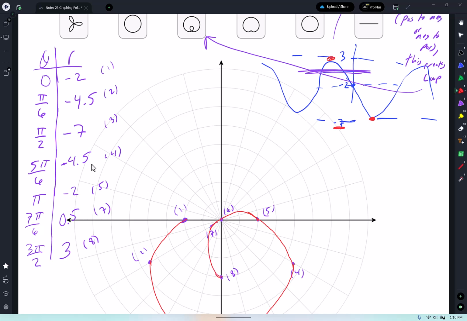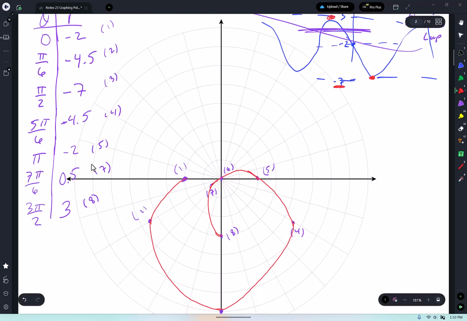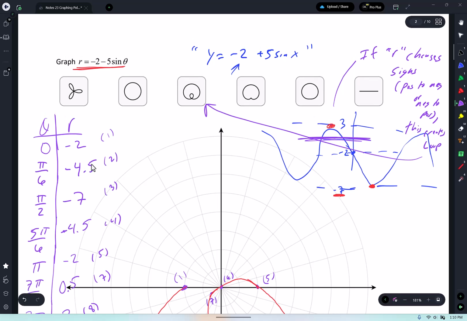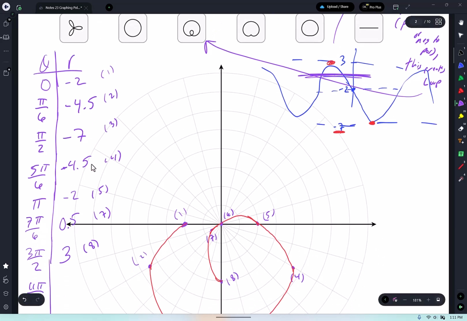See? And now watch. If I pick another one like 11 pi over 6, look what's happening. Sine of 11 pi over 6 is negative half. Negative times a negative is a positive. So I'm going to have positive 2.5. Negative 2 plus 2.5 is 0.5. So my r is getting smaller and smaller as I get closer to 2 pi. Do you guys see that? So 11 pi over 6, 0.5. So it's going to look like this.